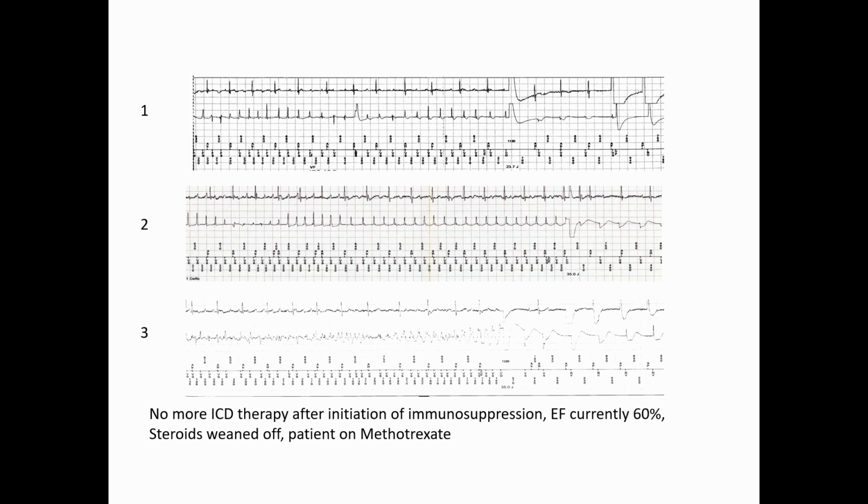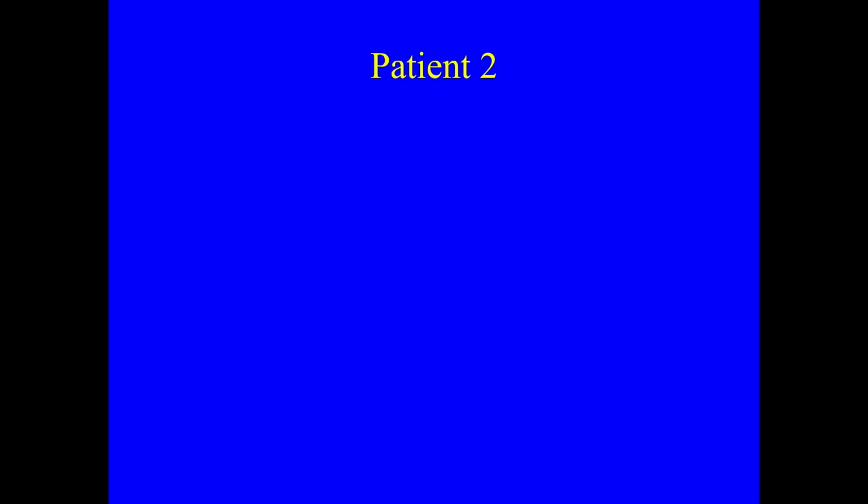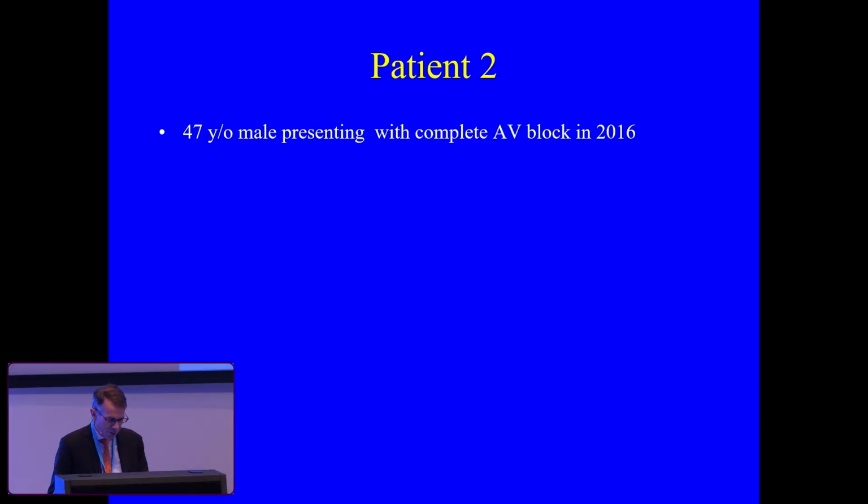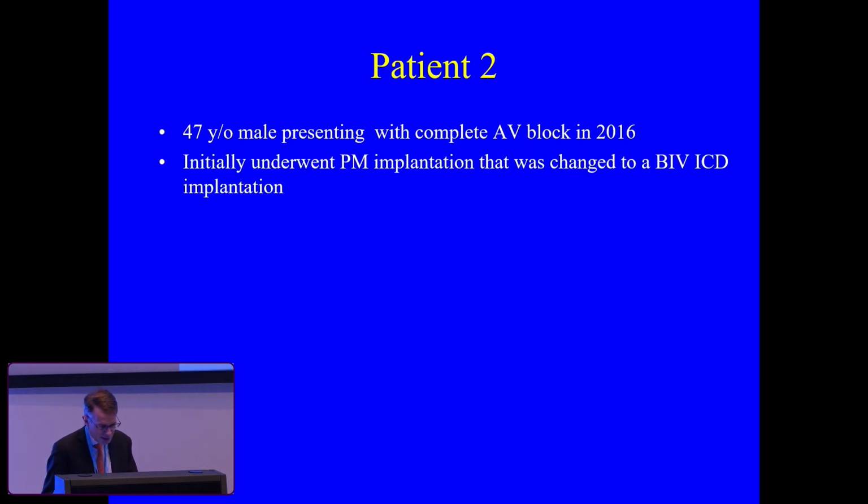The patient was off antiarrhythmics prior to the use of immunosuppression. She failed amiodarone, by the way. I did not mention that. And the patient is currently on methotrexate, is doing fine. This was about 6 years ago. Now, patient 2 is a different patient, 47-year-old patient presenting with complete AV block in 2016.